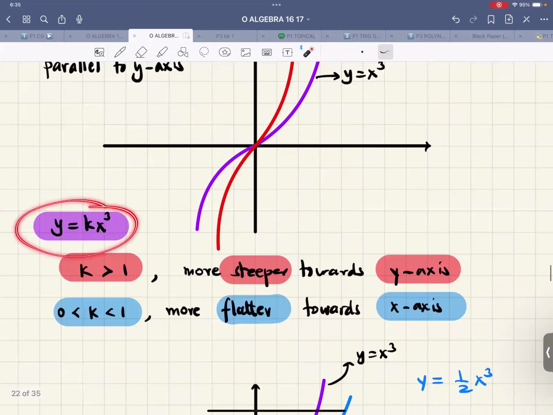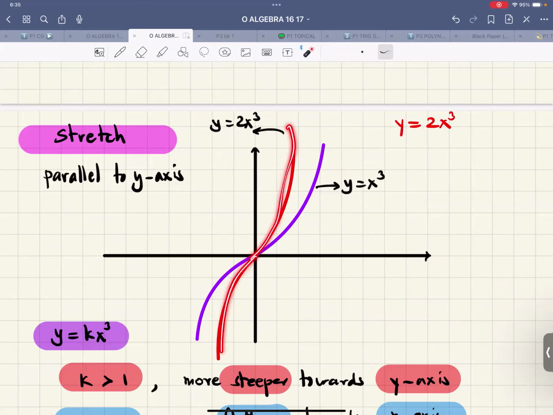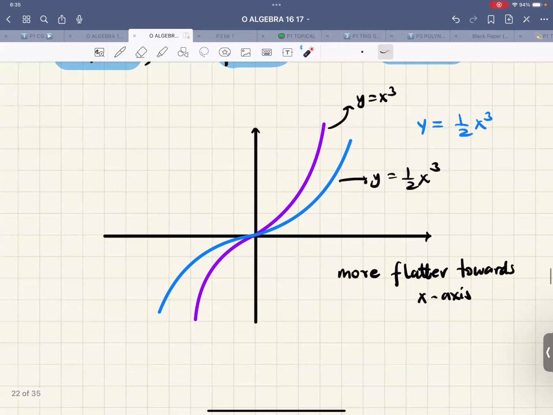So therefore, when y is equals to kx cube, if k is greater than 1, like k is 2 or k is 1000, the graph gets more steeper towards the y-axis. So that's like over here. This is more steeper. If k lies between 0 and 1, it's still positive, but it's like half or 1/3 or 3/4 or 2/5 or 1/7, something like that. It gets more flatter towards the x-axis. So again, this is the original one. And if it gets more flatter, that means the height decreases. For example, if this point is 2 and this point is 8, now over here, half of 8 comes out to be 4.